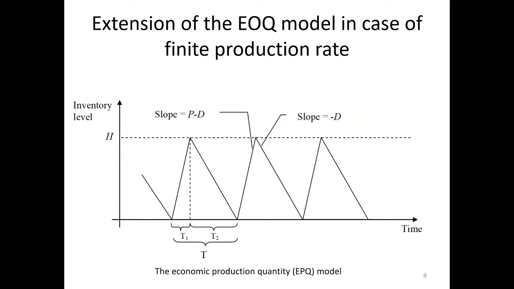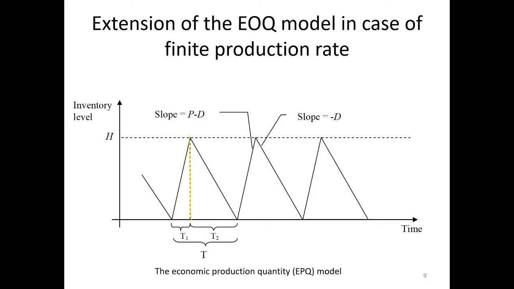The second extension that we will talk about here is the extension of the EOQ model considering the case of finite production rate. If you recall, one of the main assumptions of the EOQ model is that when the ordered quantity arrives at the warehouse, it's assumed that this quantity will replenish the inventory instantaneously, which means you always have a straight line that goes up from 0 to the maximum inventory level, which is the value of Q which you have ordered.